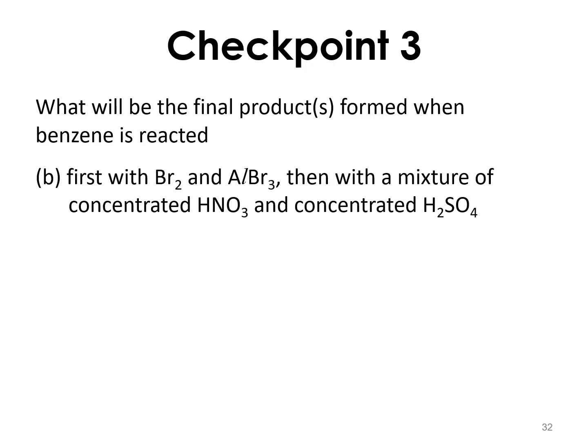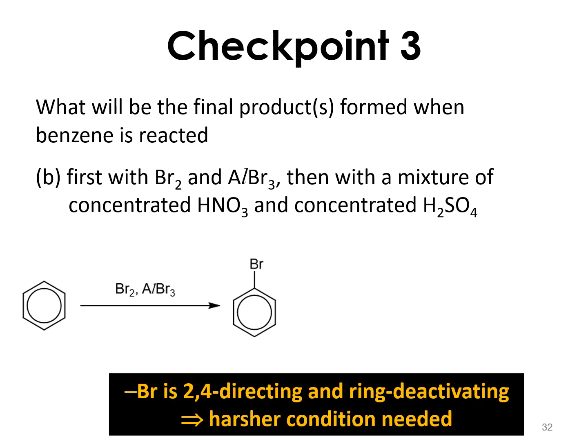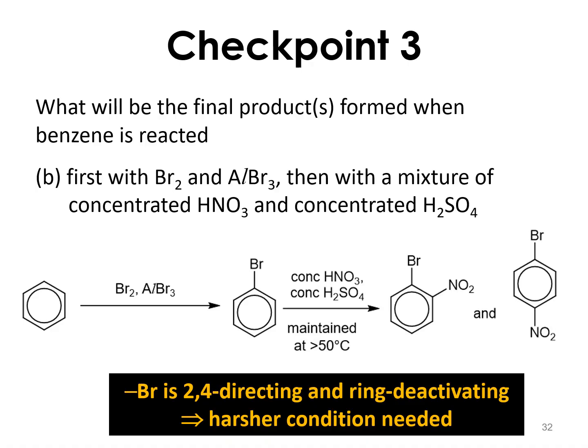Moving on to part B, when benzene is first reacted with Br2 and AlBr3, bromobenzene is formed. Since Br is 2,4 directing, the second substitution occurs at position 2 and 4 of the ring, otherwise known as ortho and para positions. Take note that since Br is ring deactivating, a harsher reaction condition is needed in the form of a temperature higher than 50 degrees Celsius.